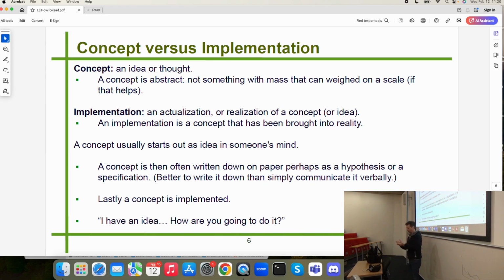One implementation could be, I will execute every student that doesn't attend class. Actually, that's not going to work, right? Because if they're dead, they can't go to class. That's one implementation. It's not a very good one. Another implementation could be, I will give bonus points on the coursework for everybody who attends class. That's an implementation of the idea, right? And that would work. That would increase the class attendance, right?